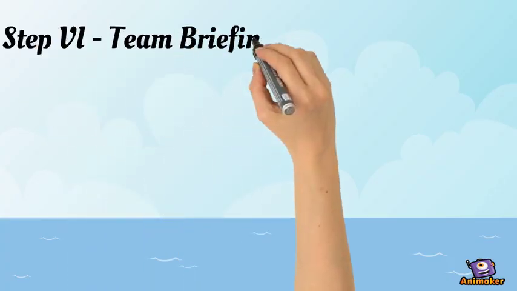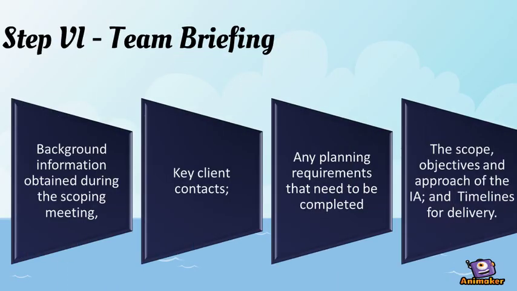Team briefing. The internal audit manager should arrange a meeting with the internal auditor delivering the work. This should be in advance of the commencement of the work and aim to discuss information obtained, scope and the approach.